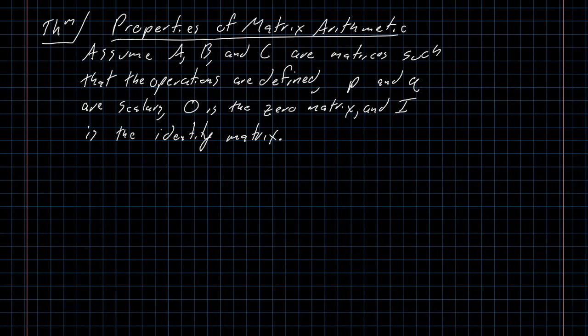P and Q are both going to be scalars. I will use the letter O for the zero matrix, the letter I for the identity matrix, again, such that everything is set up where it works. The dimensions of the zero matrix and the identity matrix, however they work out so you can actually perform the calculation.